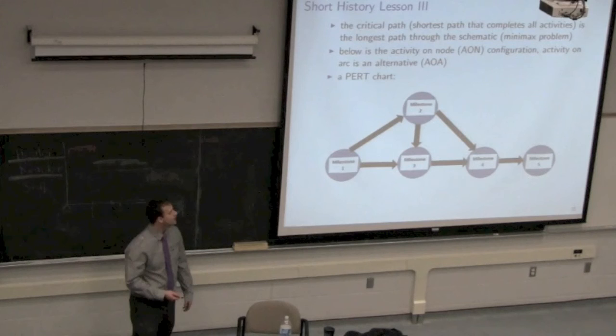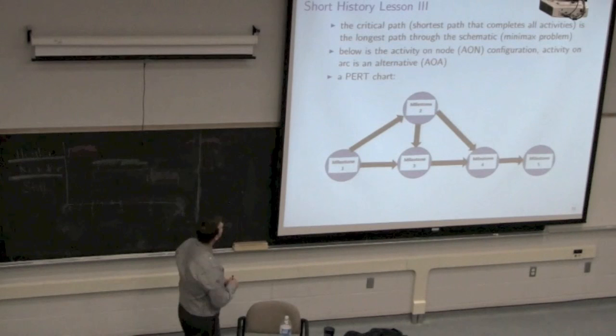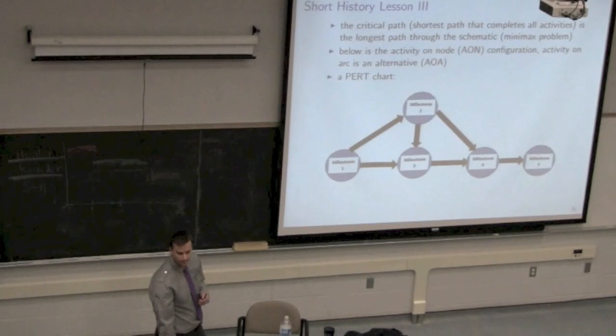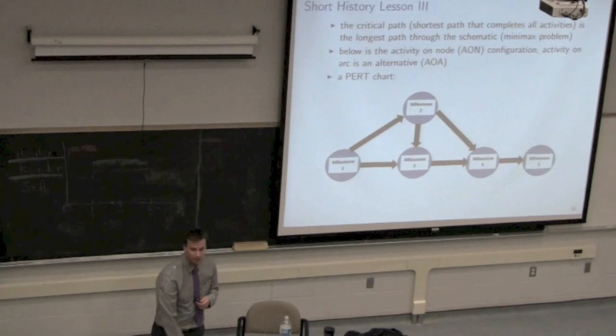Now, the one I've shown you over here is the activity on node configuration. There's an alternative one where these milestones are actually put on the arrows, just as an FYI. And those can be solved actually as a minimax problem. Yep. Isn't the arrow from 2 to 4 redundant? Because you already have that 2 before you do the 3. Technically, but this is just an example. It may be actually that you're limited by both. But that's not unrealistic. You can see stuff like that.